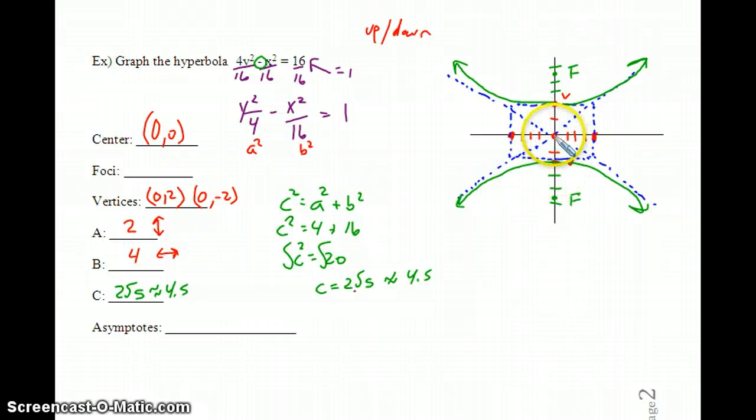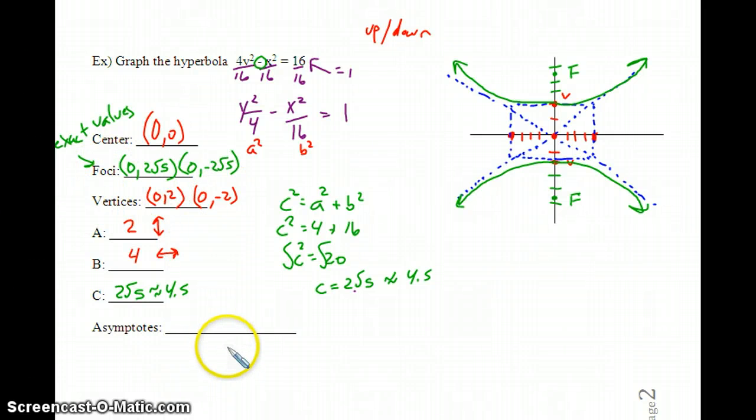So notice that I went up 2 square roots of 5, so that would be 0, comma, 2 square roots of 5. And I went down, so it'd be 0, comma, negative 2 square roots of 5. When you're doing your focus points, your vertices, any points that you're trying to label, please make sure you give exact values, not the decimal. Don't say it is 0, about 4.5, and 0, negative 4.5.